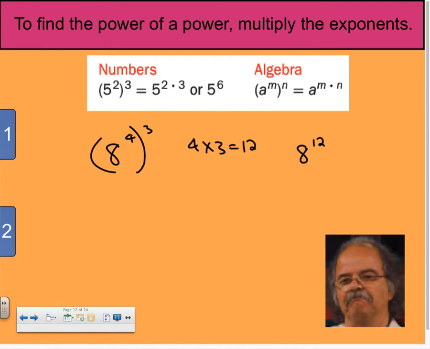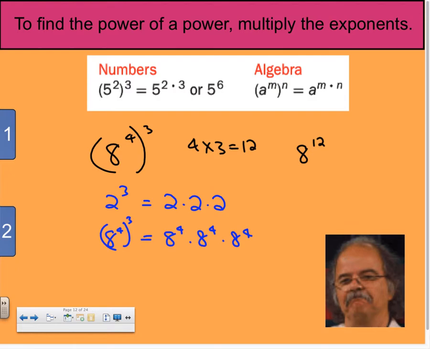Now, why is it that way? Well, if we break this down, I think it will help you to understand. When I have a power of 3, that means everything in here is multiplied by itself 3 times, correct? Does everybody understand that? In the same way that 2 to the 3rd equals 2 times 2 times 2, then 8 to the 4th power raised to the 3rd can be written 8 to the 4th times 8 to the 4th times 8 to the 4th.